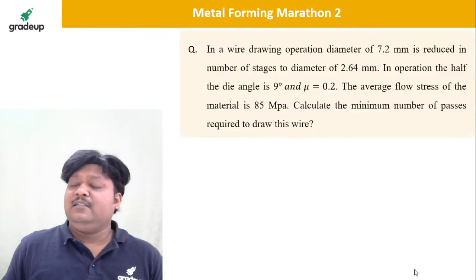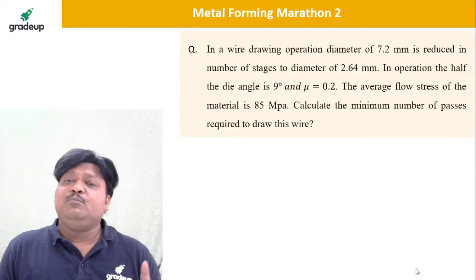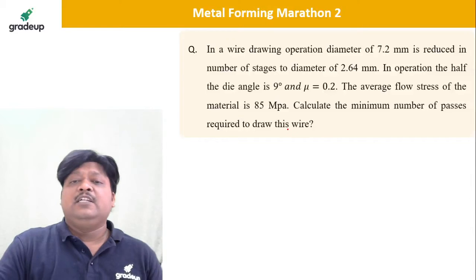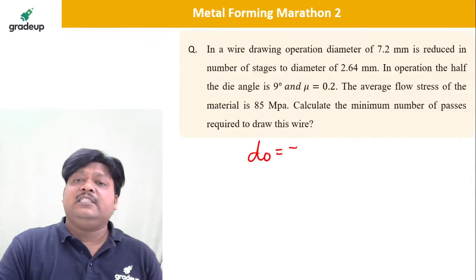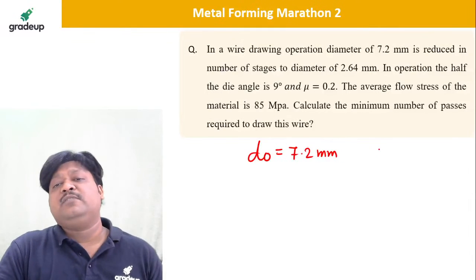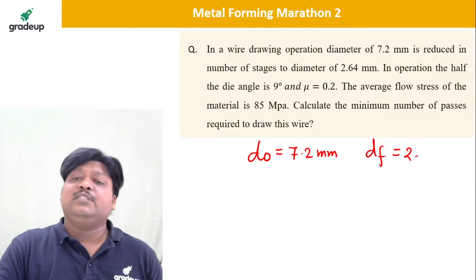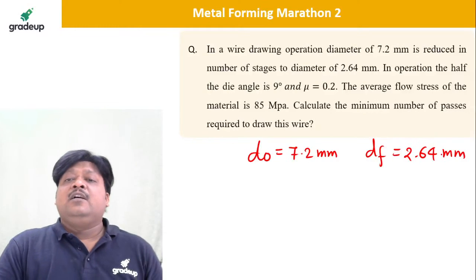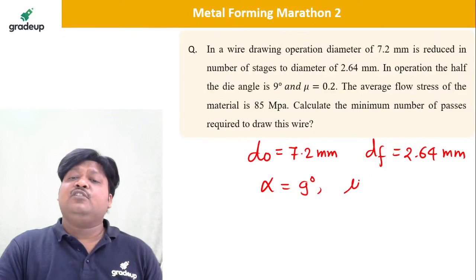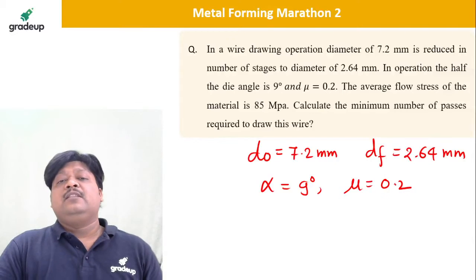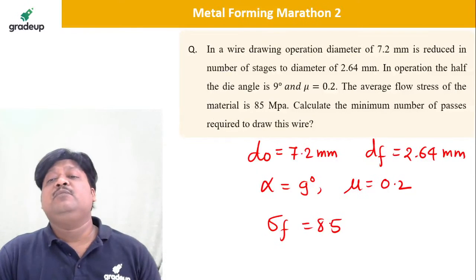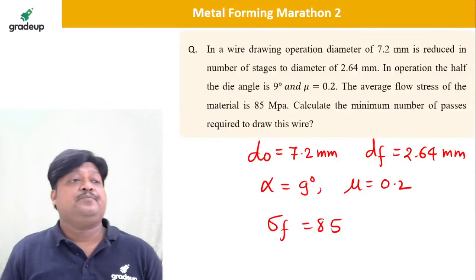Now take this question. In a wire drawing operation, diameter 7.2 millimeter is reduced in a number of stages to draw 2.64 mm. So the original diameter was 7.2 millimeter, and after passing through a number of stages, it comes to 2.64 millimeter. In the operation, half the die angle, that is alpha, is given as 9 degree and coefficient of friction is given as 0.2. The average flow stress is given as 85 megapascal. Calculate the minimum number of passes required to draw this wire.